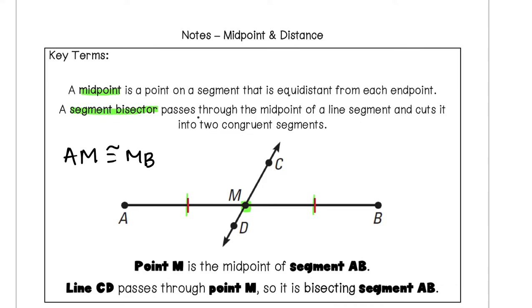A segment bisector passes through the midpoint of a line segment and cuts it into two congruent segments. So this line, CD, is cutting through or intersecting at the point M. Since M was the midpoint, this line CD is considered a segment bisector to the whole segment AB because it's cutting it into those two equidistant, those two congruent pieces.